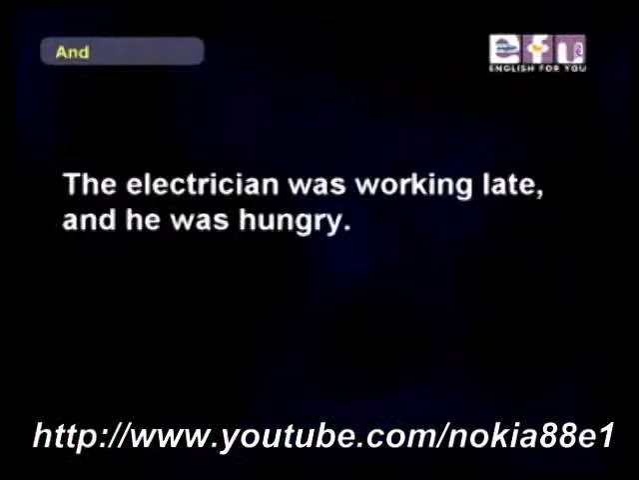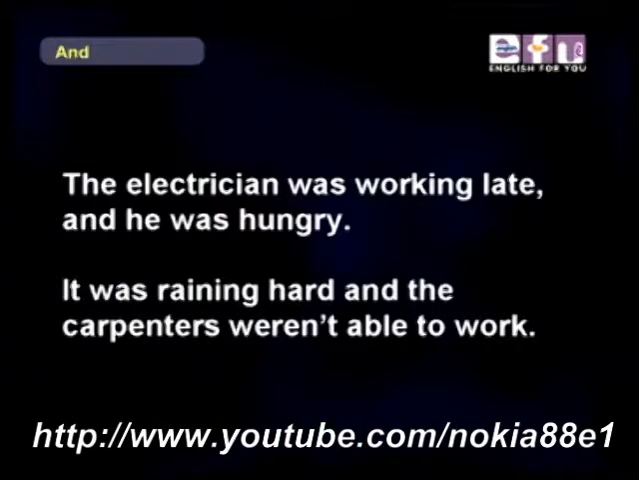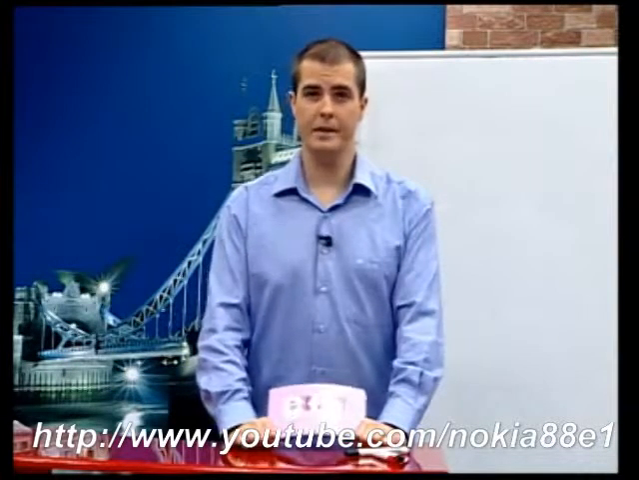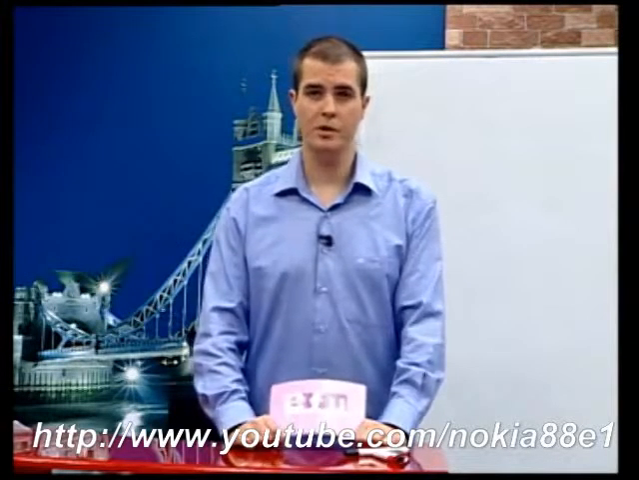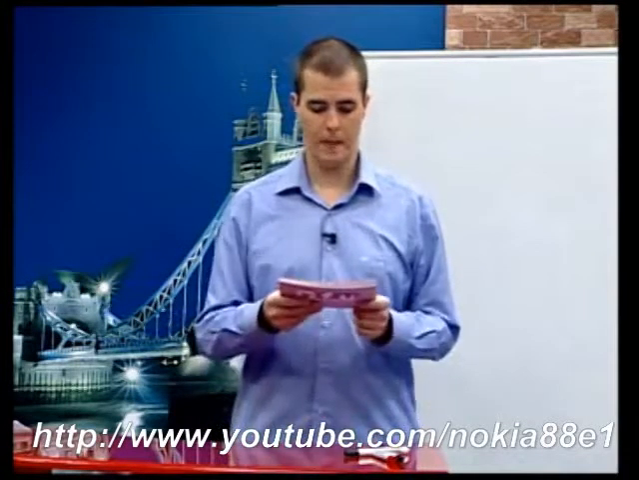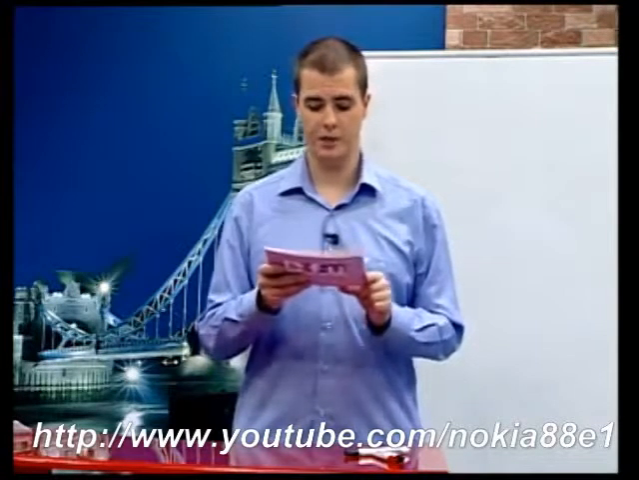And is also used to connect two clauses, as in these examples here. The electrician was working late and he was hungry. It was raining hard and the carpenters weren't able to work. Well, in these two sentences, and is used to connect two independent clauses. Both clauses have a subject and a verb and could be sentences on their own. Now, usually a comma precedes the conjunction.